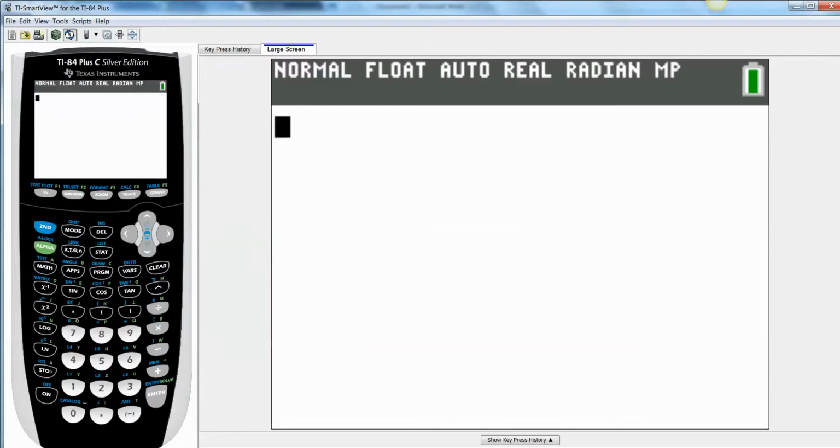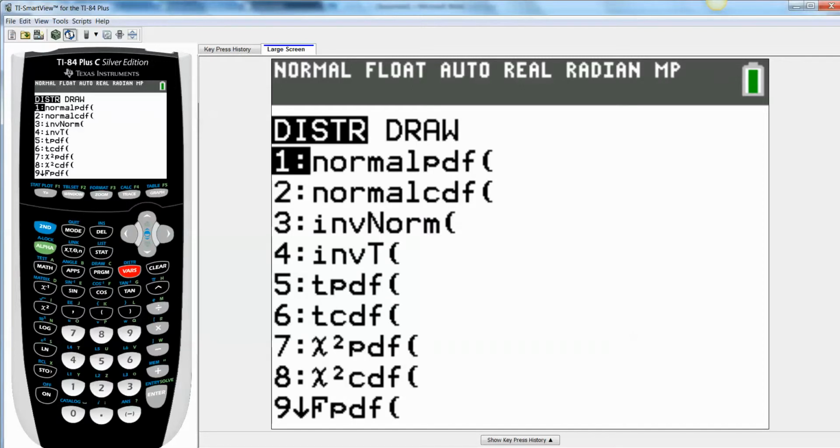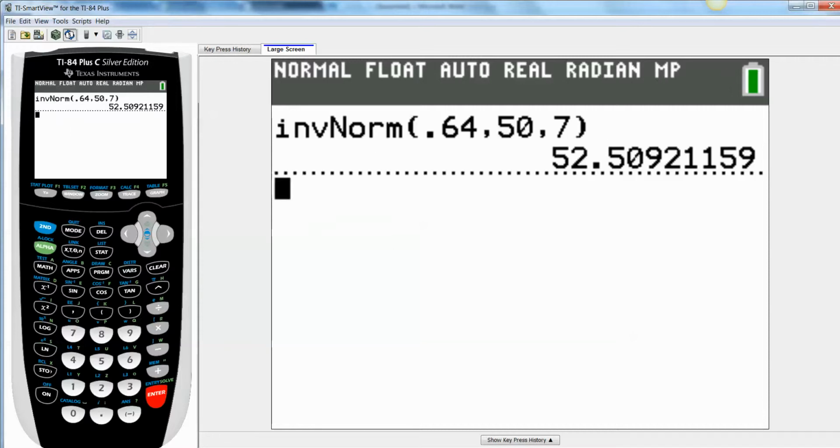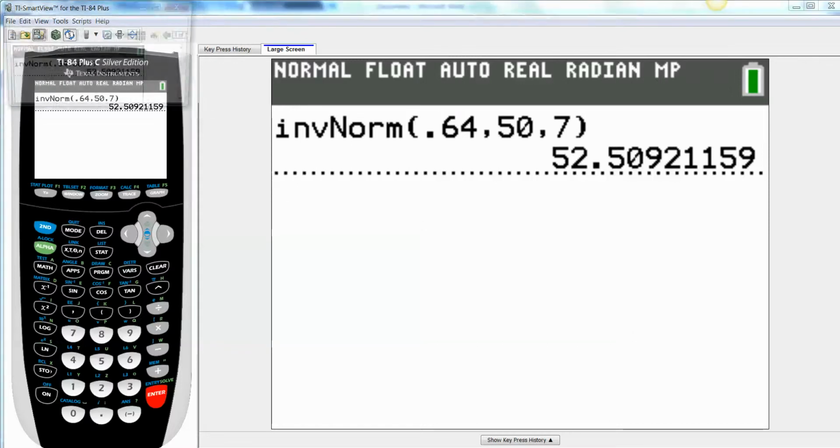Okay, now what about a calculator? Well, the calculator has inverse norm underneath the distribution menu, which is above the variables button. So you hit second and then hit the variables button. And you can see inverse norm right here. It's number 3. Now, what was the area? Well, just like with Excel, it's 0.64, the mean was 50, and the sigma was 7. So I'm pressing that number in, 7, enter. Press paste, enter, and there it is, 52.5. So there's that one.